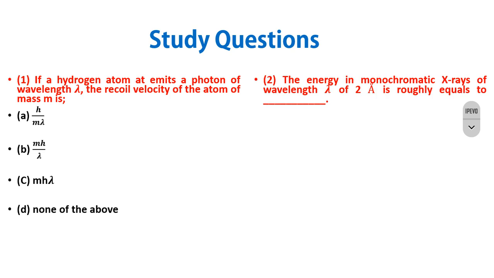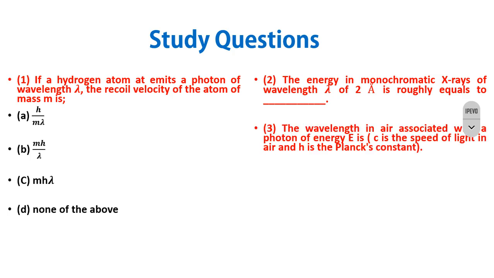It says the energy of a monochromatic X-ray of wavelength 2 angstrom is roughly equal to. Just pick a formula, and then you know the constant, substitute, and let's see what would be your own answer. Convert from angstrom to meters. Then the last one here says: the wavelength in A associated with a photon of energy E is, where C is the speed of light in A and H is the Planck constant.